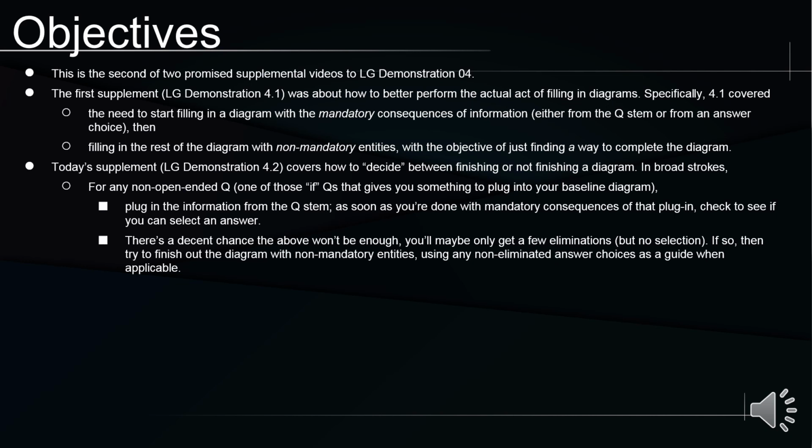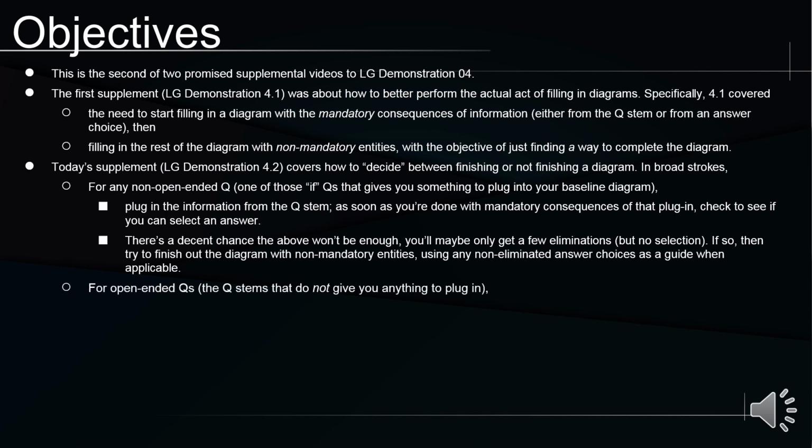There is a decent chance that the above won't be enough. You'll maybe only get a few eliminations and usually no correct answer right out of the gate. If so, try to finish out the diagram with non-mandatory entities, using any non-eliminated answer choices as a guide to how you're going to try to fill those in whenever it's applicable.